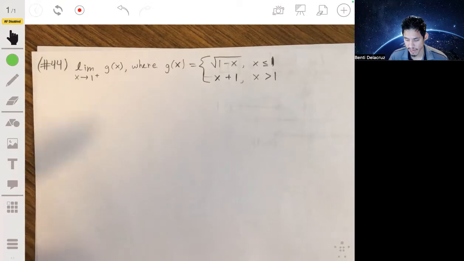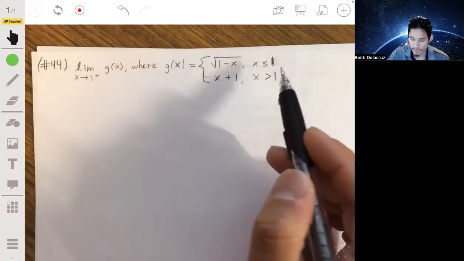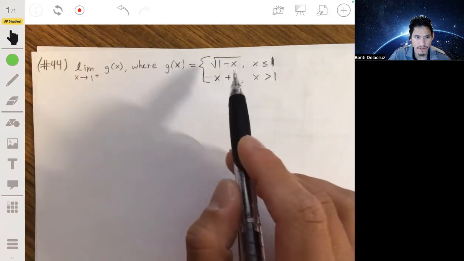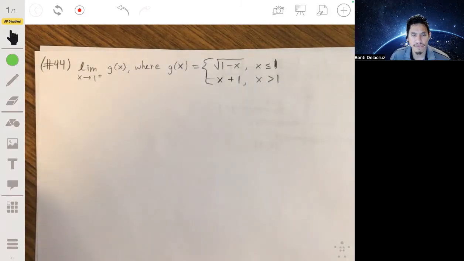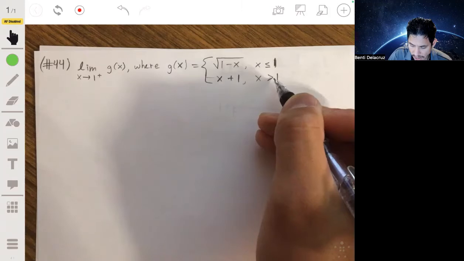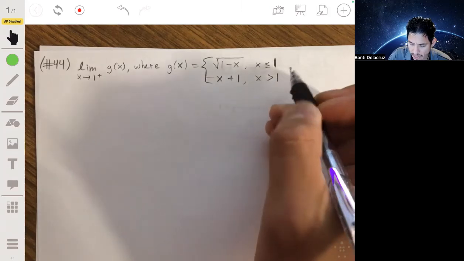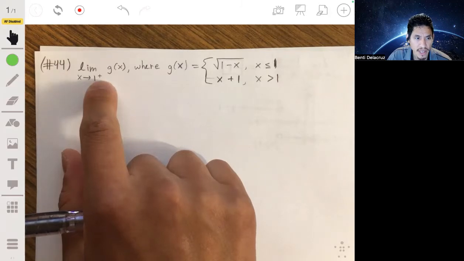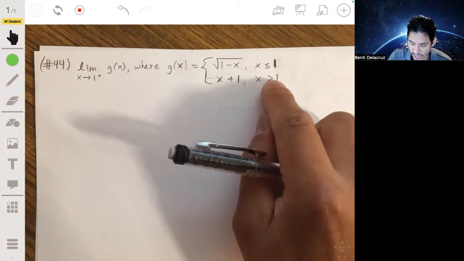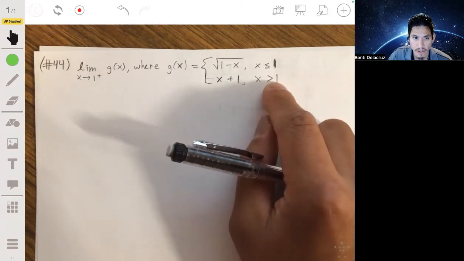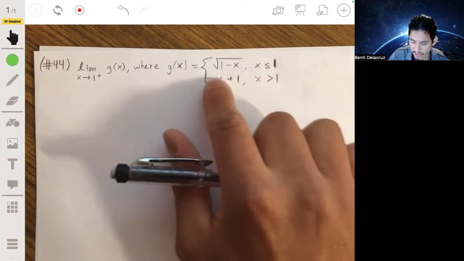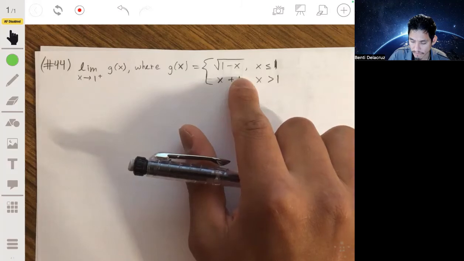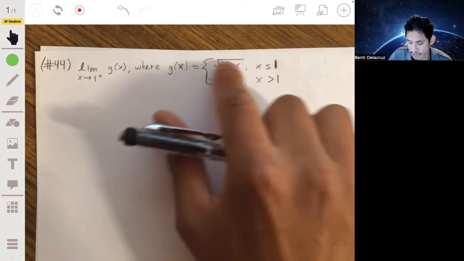Now, here's the thing about these graphs. Even if you don't know what this looks like, and maybe you're having trouble graphing it, or maybe you just don't want to take time, if you can just pay attention to the domain and understand that if you're coming towards 1 from the positive side, that means you're approaching it from the right side, which means you're coming from values greater than 1. So whenever x is greater than 1, you're going to be along this line, up until 1, then you switch to this line.